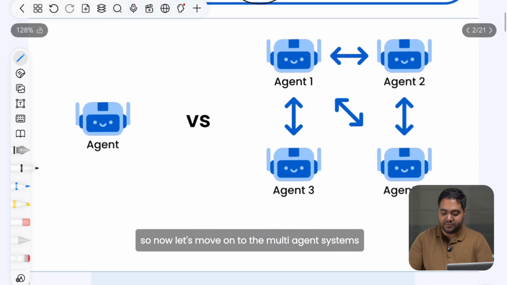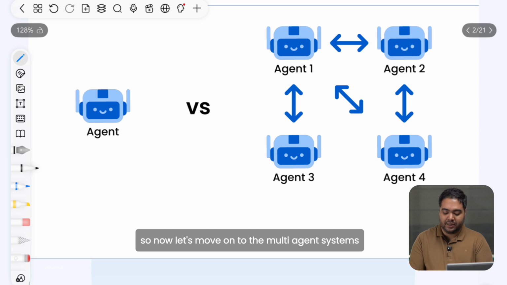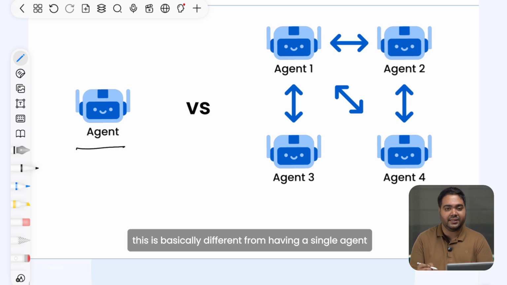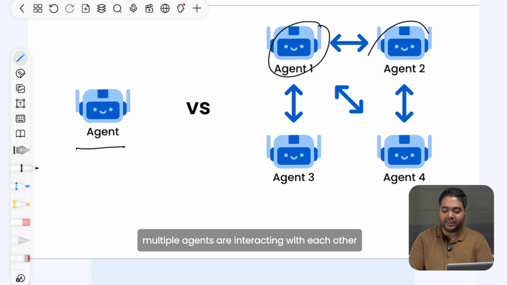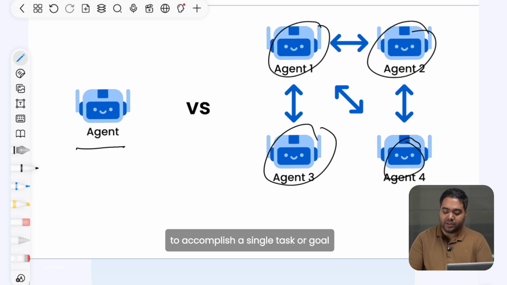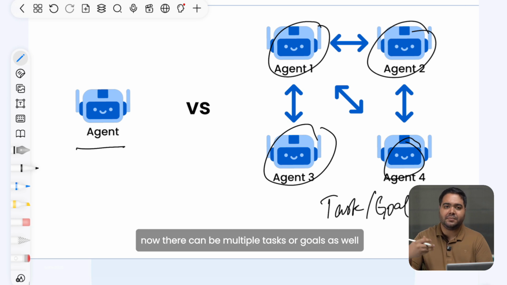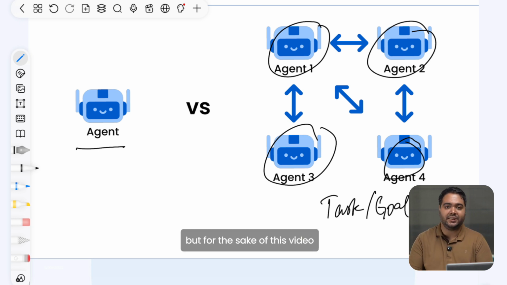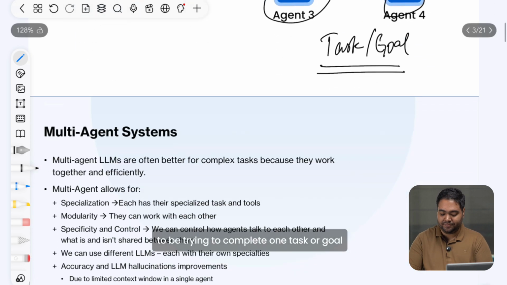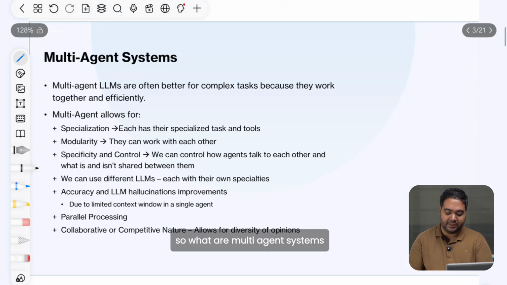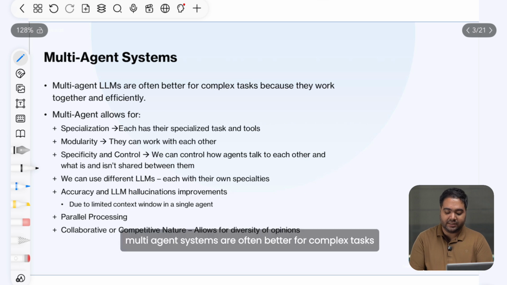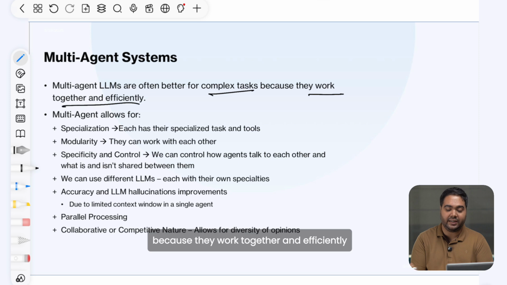So now let's move on to multi-agent systems. This is basically different from having a single agent because instead of having just one agent, multiple agents are interacting with each other to accomplish a single task or goal. Now there can be multiple tasks or goals as well, but for the sake of this video, let's just consider them to be trying to complete one task or goal. So what are multi-agent systems? Multi-agent systems are often better for complex tasks because they work together and efficiently.